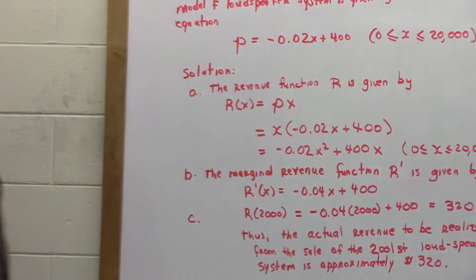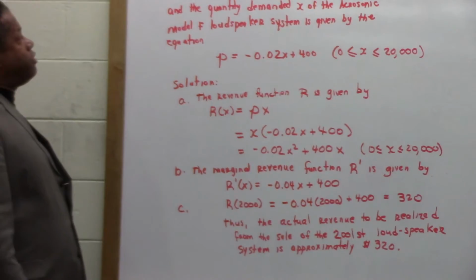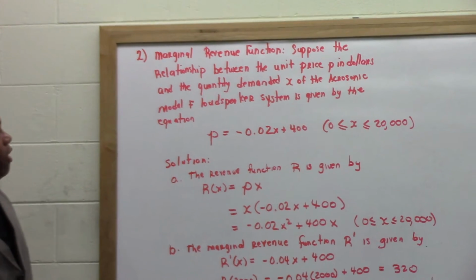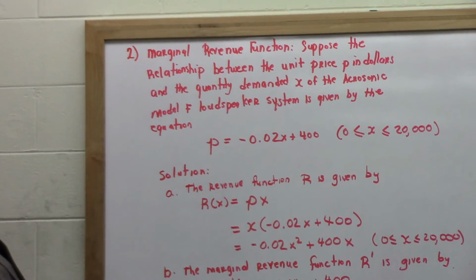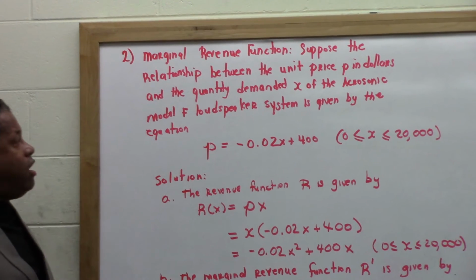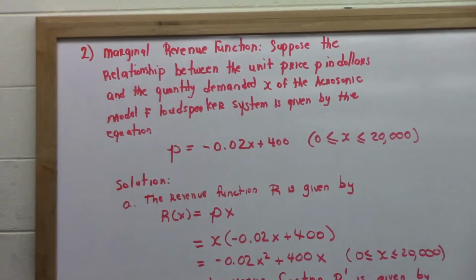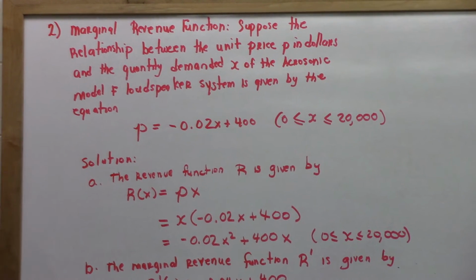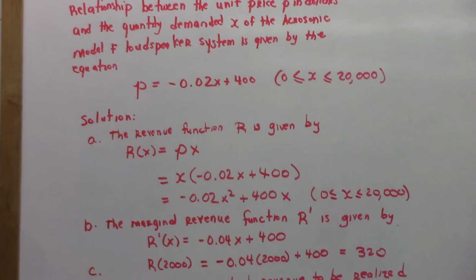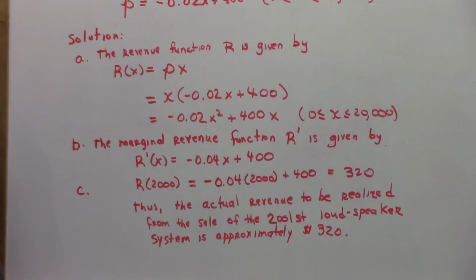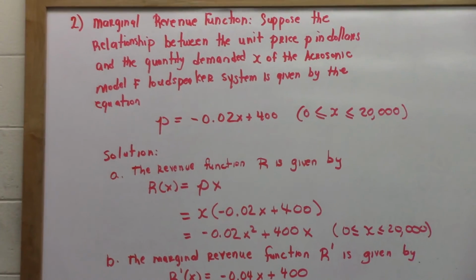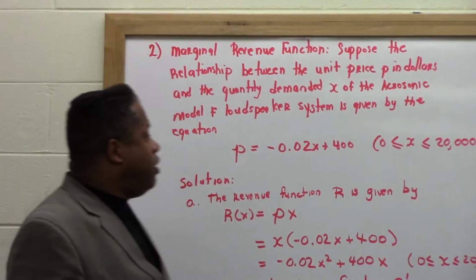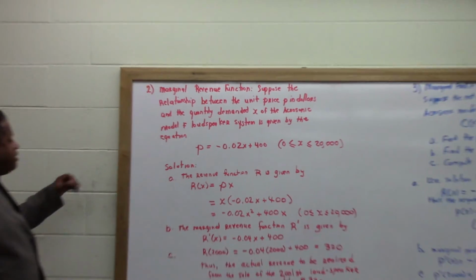Okay, so let's talk about revenue function, marginal revenue function. Suppose the relationship between a unit price, p in dollars, and the quantity demanded, x, of an Acrosonic Model F loudspeaker system is given by this equation: p equals negative 0.02x plus 400, on the interval 0 ≤ x ≤ 20,000. So we start the analysis.